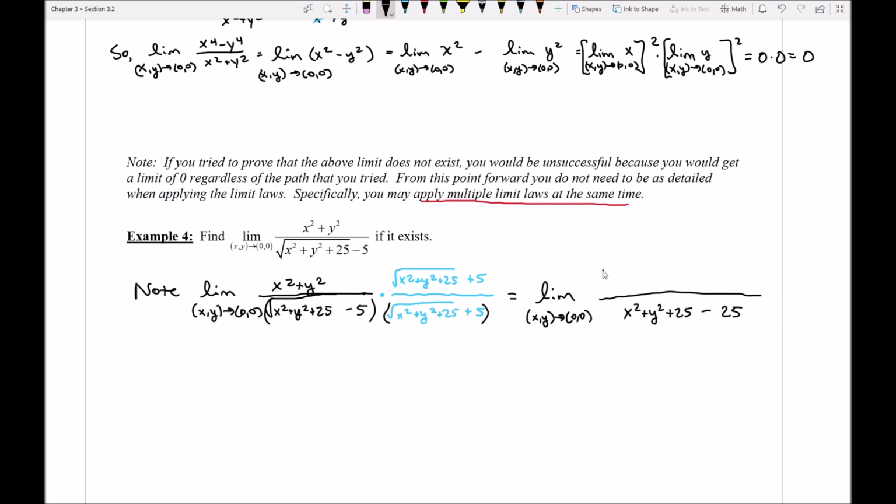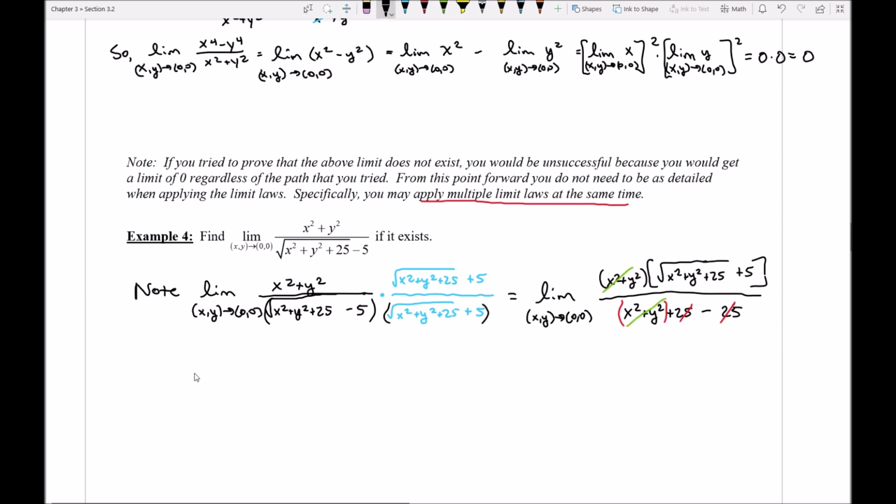Notice in the numerator, I'm going to get something really ugly. So ugly, in fact, that I'm not even going to bother doing any sort of distributing. I'm just going to leave all of this as is, so I don't want to touch it. Now, you can see here, this is going to end up being really nice because the 25s are going to cancel. And once the 25s have canceled, then I can cancel my x squared plus my y squared.